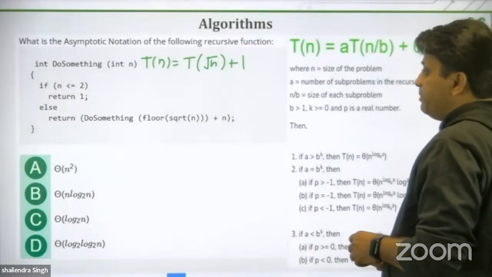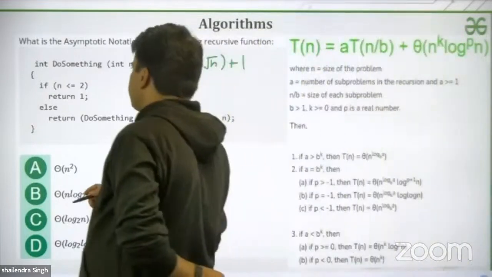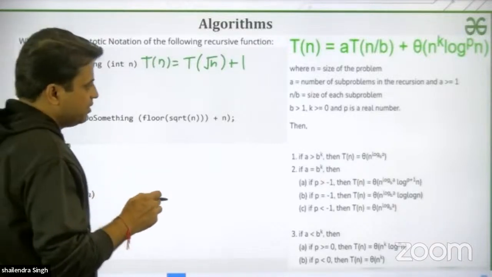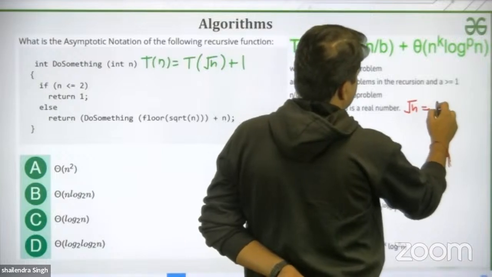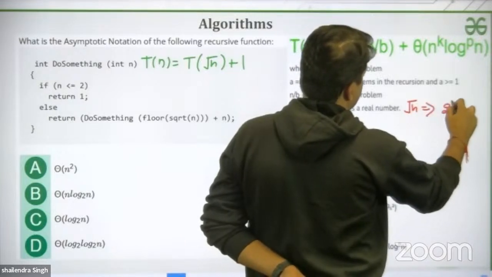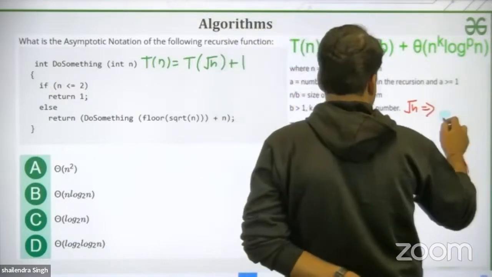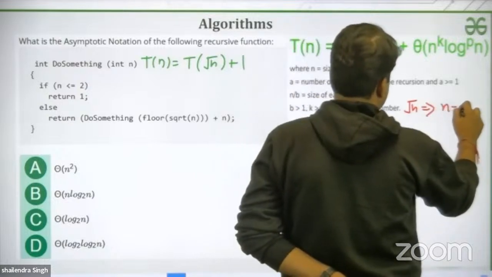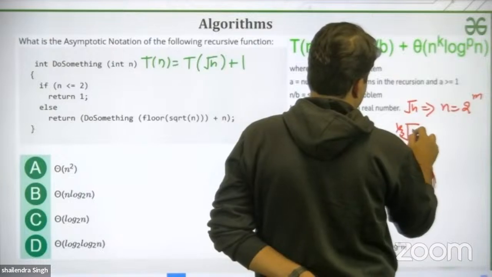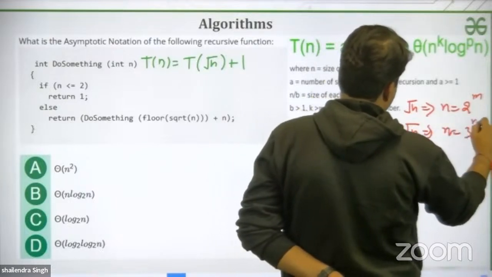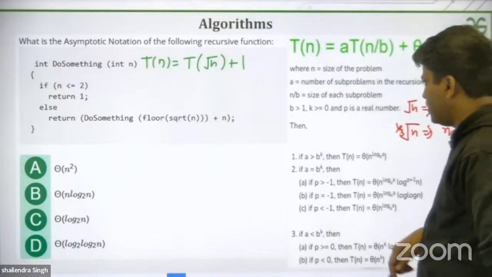So dear student, if it is a root function, then in this case we substitute n equals 2 to the power m. If this is a cube root function, then substitute n equals 3 to the power m. If it is a fourth root function, then 4 to the power m. So you have to substitute like this.